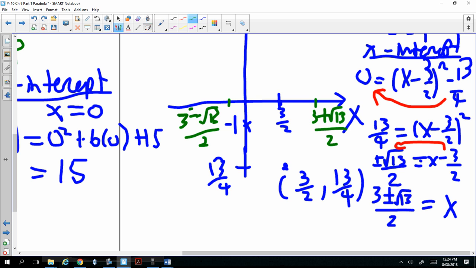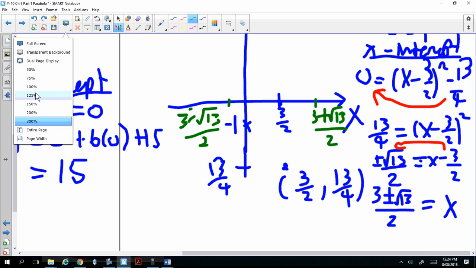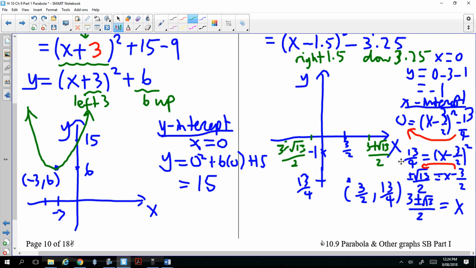Alright, now we are ready to draw. Let's try to draw it. So things get a bit tricky when there's a surd. So we'll pass through these 4 points. Okay. Alright, that's drawn. Make sure you show your x-intercepts, the vertex, and the y-intercept on the graph.